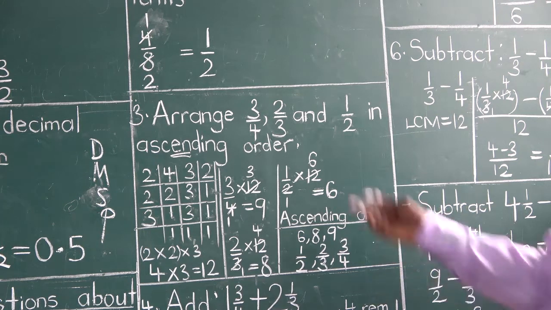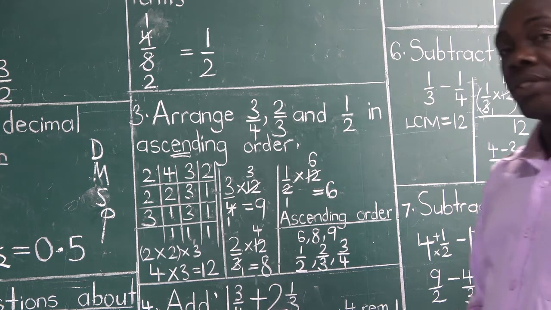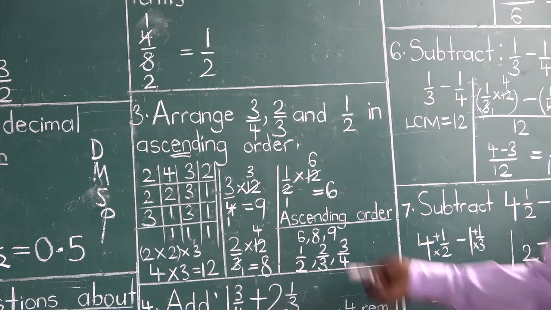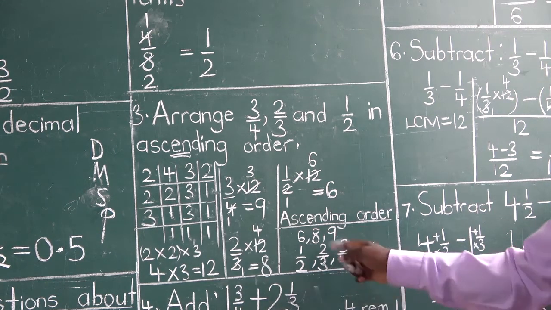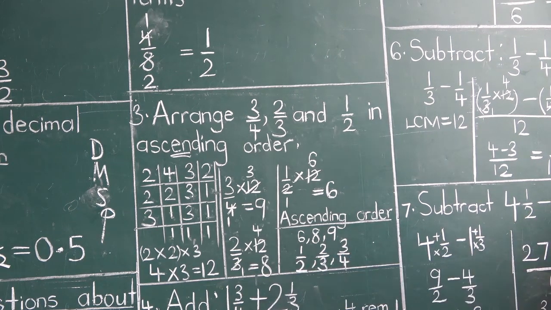And now when you go descending, descending is also called reducing or decreasing order. So descending, decreasing, or reducing order, you start with the 9 here. So 9, 8, 6, and then start with this fraction. That one becomes last in that question.